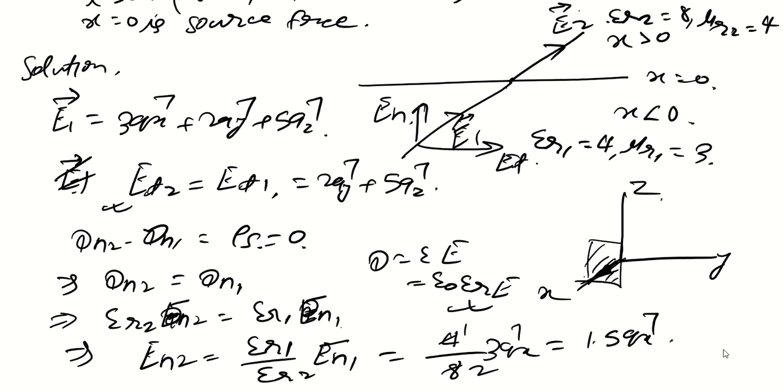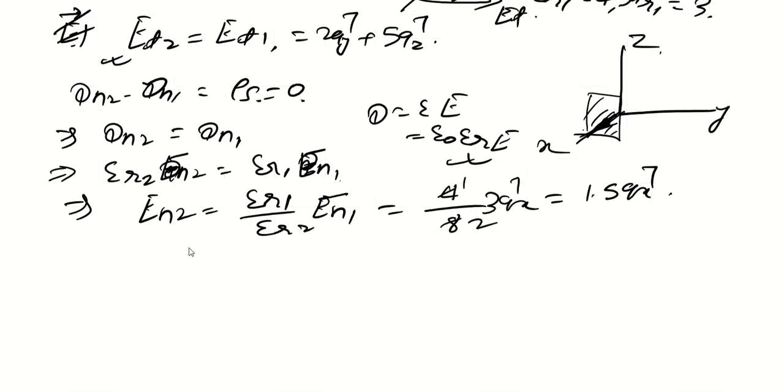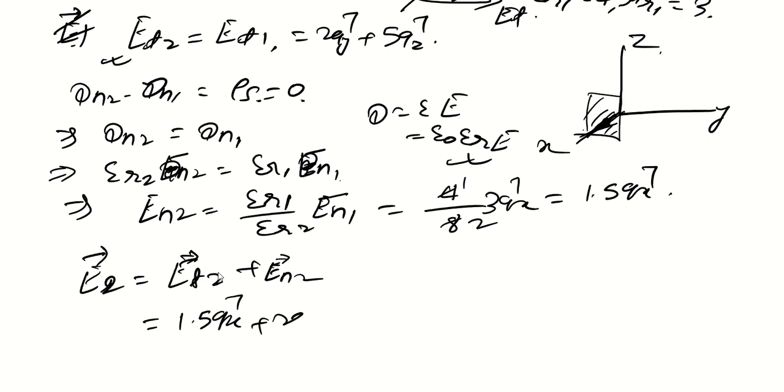So very simply we have found out all the components, like E_t2 we have found out, En2 we have found out, so E2 will become how much? Et2 plus En2, so that will become how much? Let me write down En2 first, so that the x component will be written first. So it will become 1.5 ax plus 2ay plus 5az.